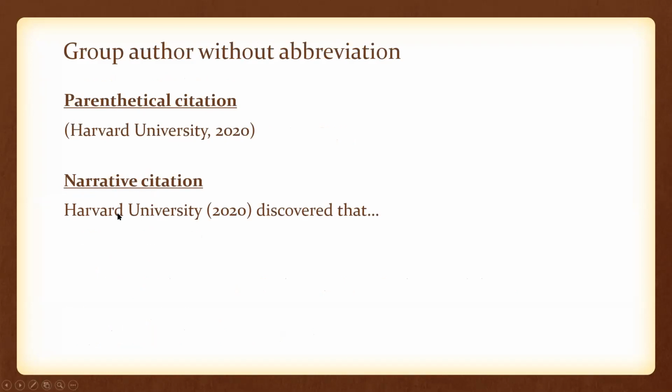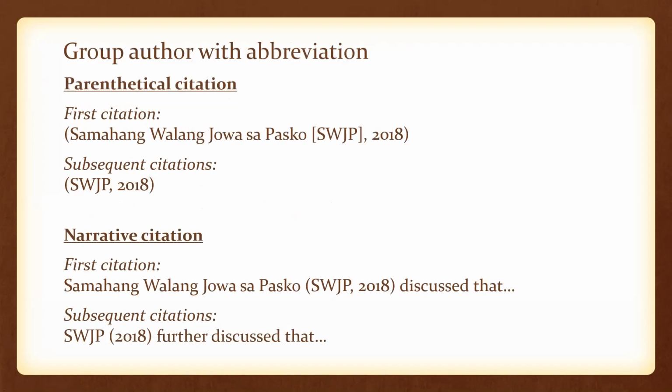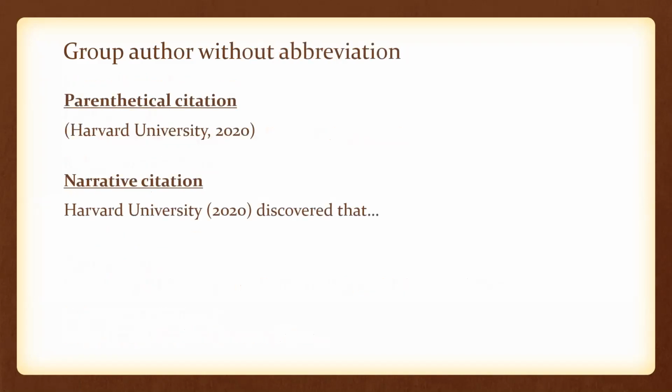Wesleyan University Philippines, we use WUP. So you can spell it out the first instance and then just use WUP on second citations. So narrative citation naman, Harvard University, and then year of publication within the parentheses, discuss that. Let's go back. Group author with abbreviation. Take a look. Again, don't guess. Follow this strictly. And group author without abbreviation.